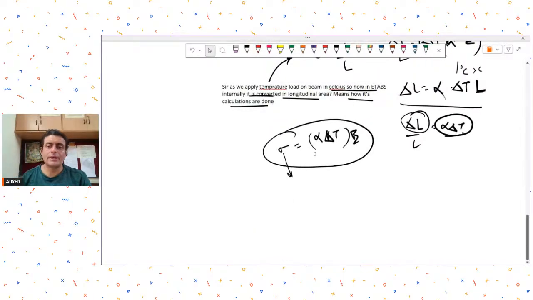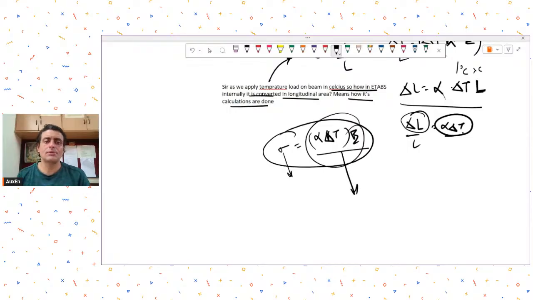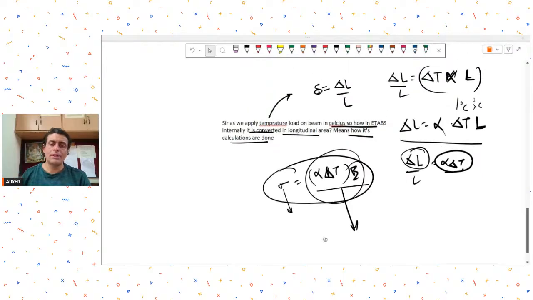Once you get these delta L's, you just multiply by the modulus of elasticity to get the stresses. Once you get the strains, you can calculate the stresses or forces, and from there you can calculate the reinforcement. So the software is able to do this calculation on its own. It will calculate the change in length from alpha delta T into L, and then it will calculate the stresses, and from there the forces, etc.